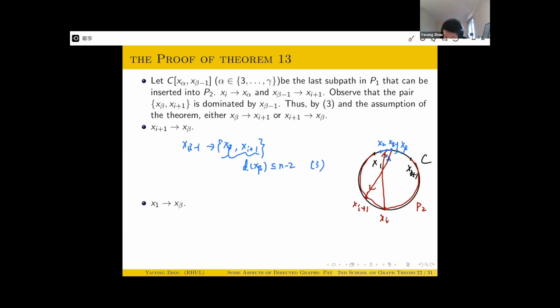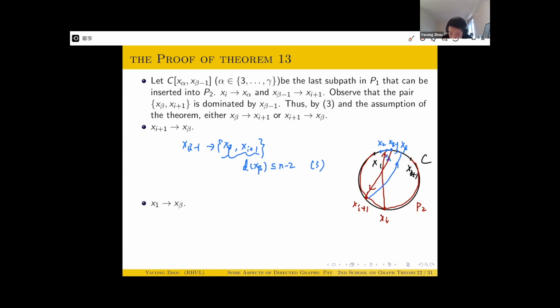Oh, sorry, I made a mistake. It cannot be this direction, because if it is this direction, then we can insert the subpath into P2. So the direction must be from xi plus one to x beta.